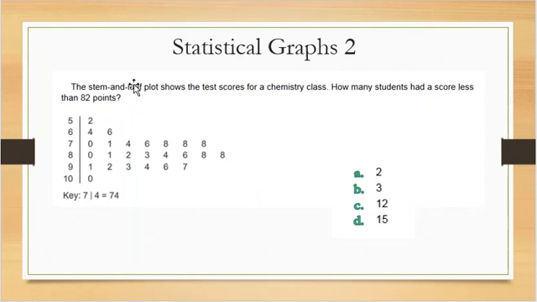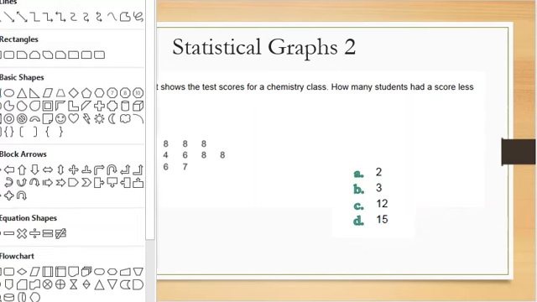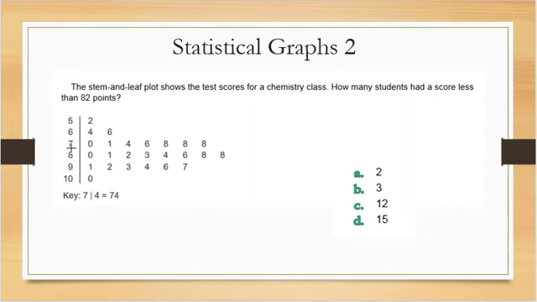All right, now let's look and see. I'm going to insert some boxes here to kind of show you what we're looking at. It said below 82, so we're not going to include anybody who scored an 82.